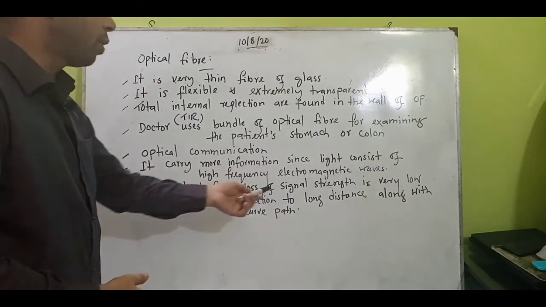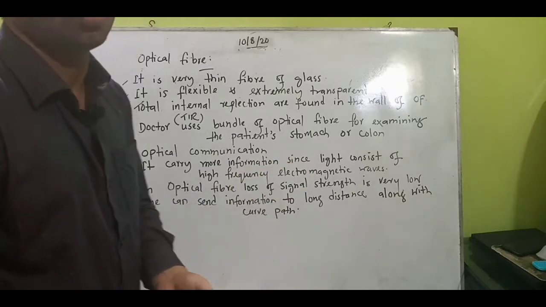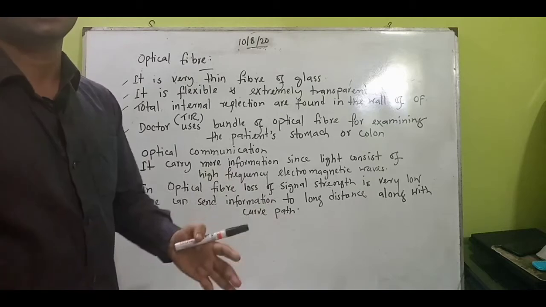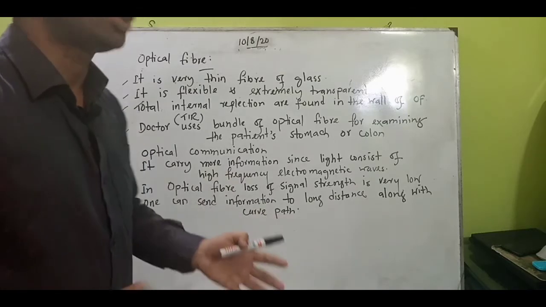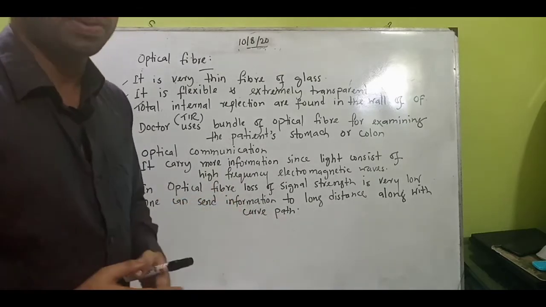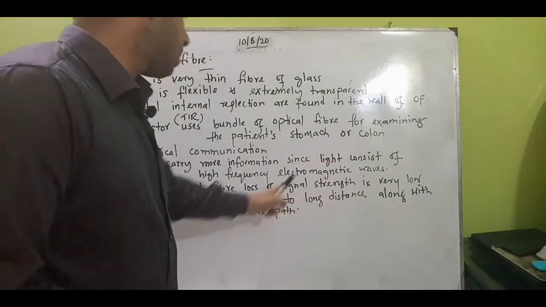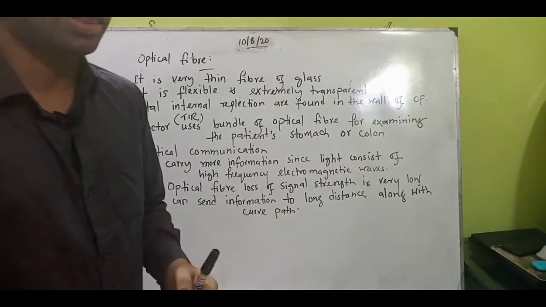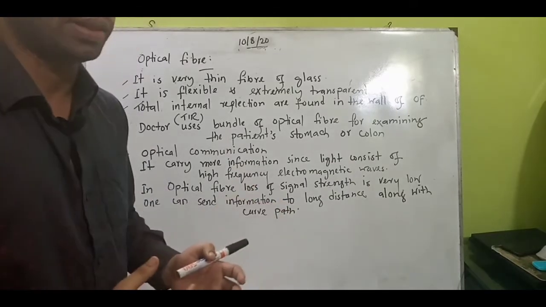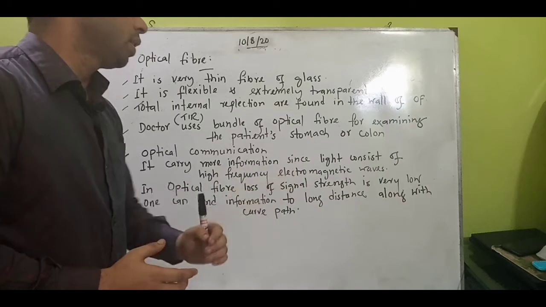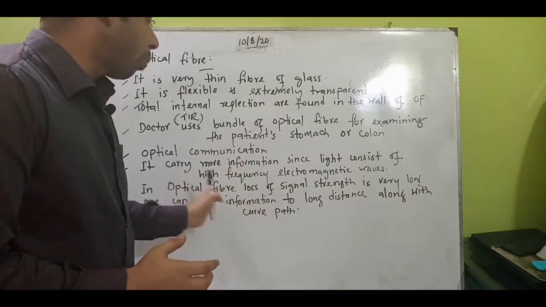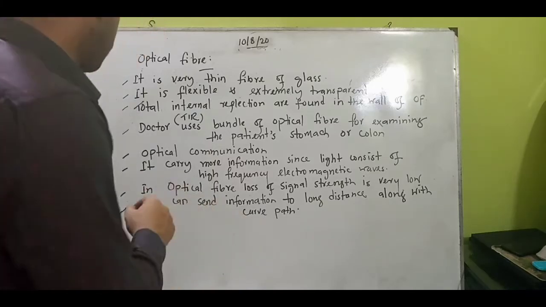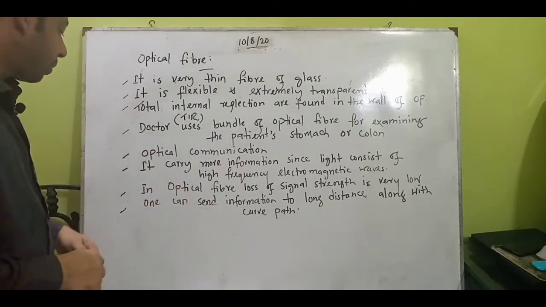In optical fiber, loss of signal strength is very low. Why is it mentioned? That means in optical fiber, the signal strength loss will be very low. There is very little chance of losing signal strength. So this is also a very important, good feature.